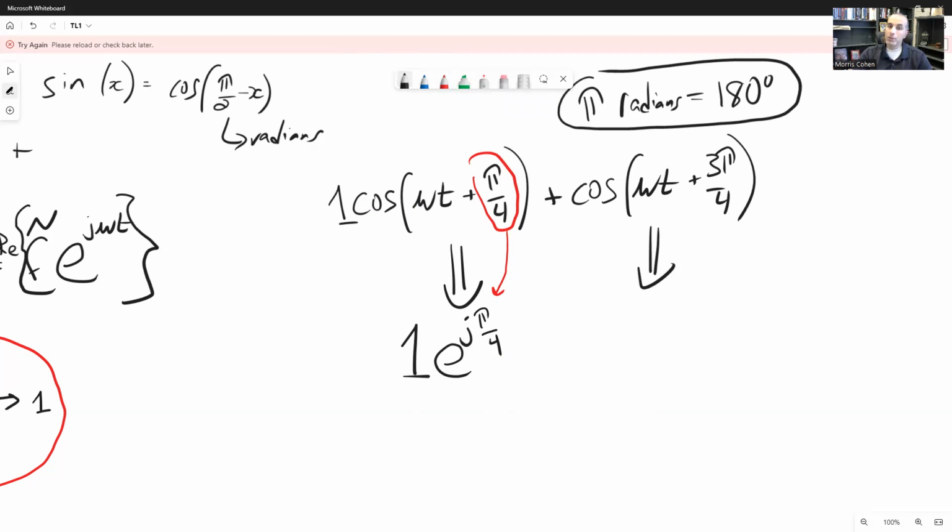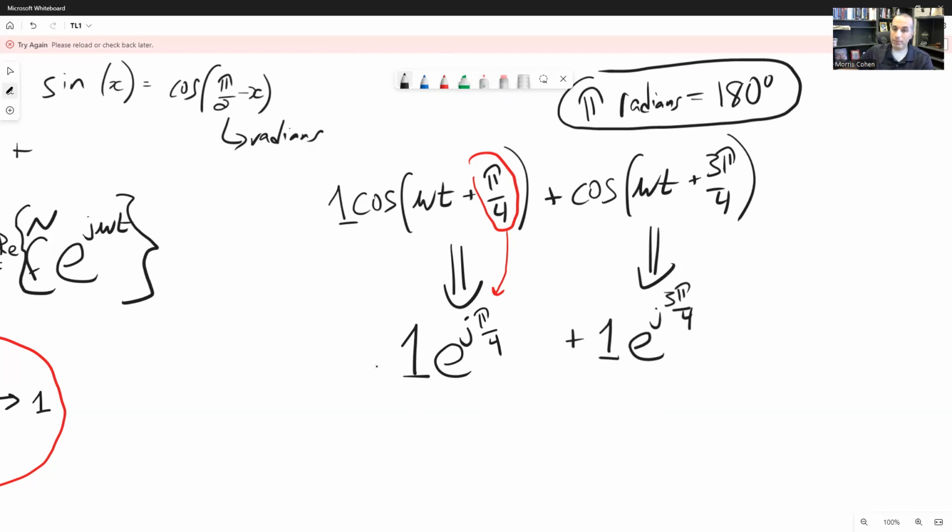All right, let's do the same thing with the other term here. This again has an amplitude of 1, and it's going to be an e to the j. We're just going to write down what the phase is, and it's 3 pi over 4.